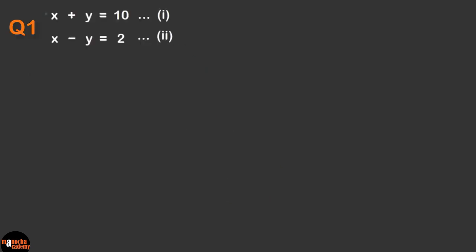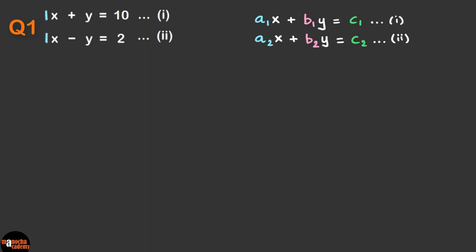Now let's look at the two equations from the first question. x plus y equal to 10 and x minus y equal to 2. Let's compare these two equations with our general equations a1x plus b1y equal to c1 and a2x plus b2y equal to c2. Let me mark the coefficients a1 and a2 in the equations in blue color. a1 and a2 are both 1. Similarly, I'll mark b1 and b2 in pink color. b1 is 1, b2 equals minus 1. And I'll mark the constants in green color. c1 is 10 and c2 equals 2.